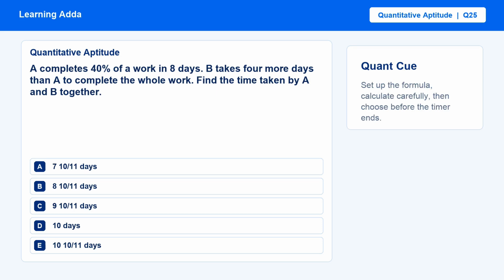Question 25. A completes 40% of a work in 8 days. B takes 4 more days than A to complete the whole work. Find the time taken by A and B together. Option A, 7 and 10/11 days. Option B, 8 and 10/11 days. Option C, 9 and 10/11 days. Option D, 10 days. Option E, 10 and 10/11 days. The timer starts now.